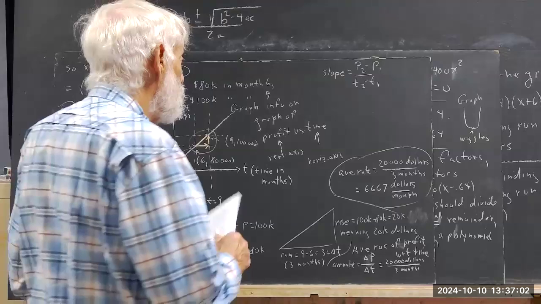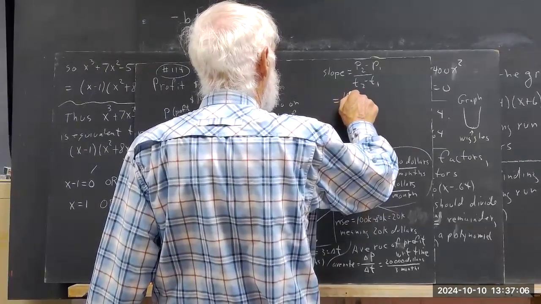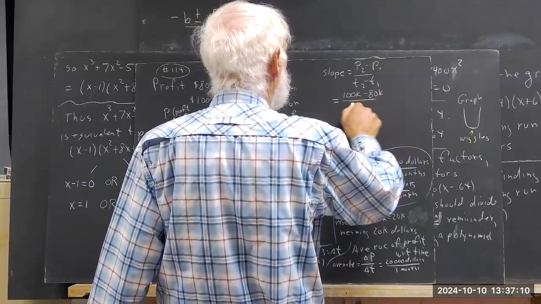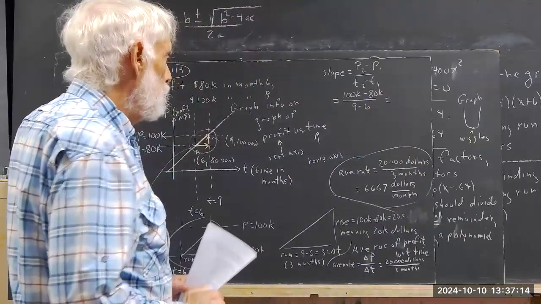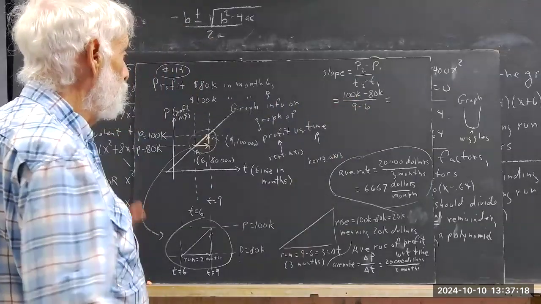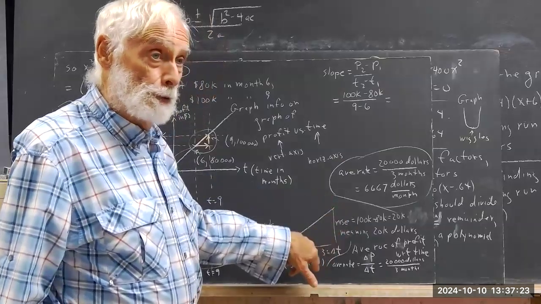Okay. That's 100K minus 80K over 9 minus 6. That's what the formula says. Coincidentally, that's the same thing we did to get the rise and the run, right?